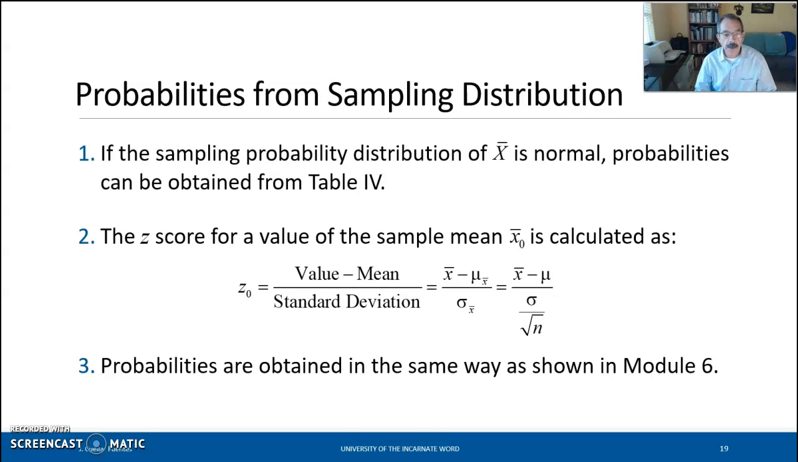All right, I'm going to stop here. In the next section, we're going to solve some problems or calculate probabilities using the sampling distribution of the mean.